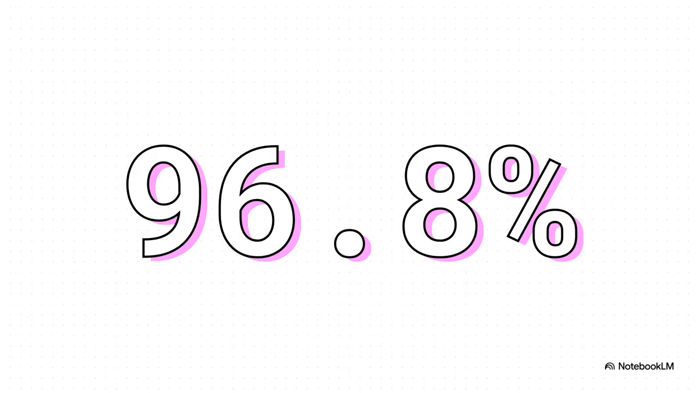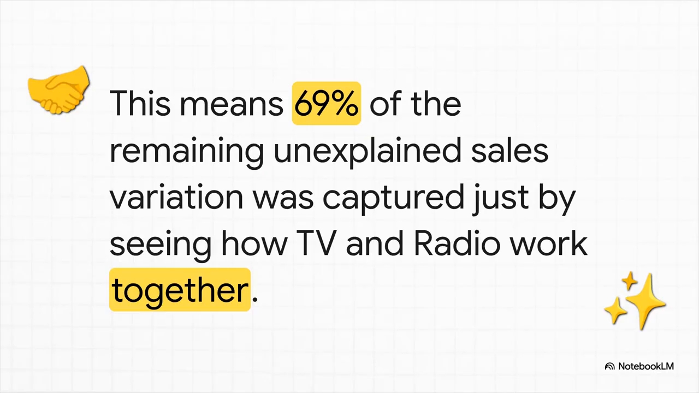And this right here shows you just how powerful that idea is. When we build a new model that specifically includes a term for the interaction between TV and radio, basically a term that represents their synergy, our R-squared jumps again, this time to an incredible 96.8%. Think about what that means. After our last model, there was still about 10% of the sales story that was a total mystery. By adding just one little term for synergy, we just explained nearly 70% of that remaining mystery. The real magic wasn't just in TV or radio by themselves, but in how they worked together.